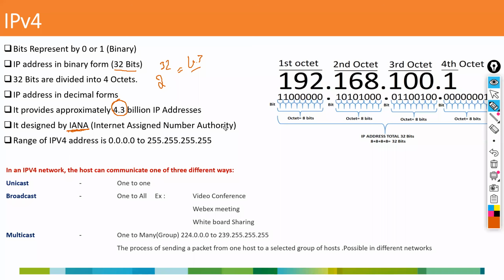IPv4 address. Okay, and there is a range for this IPv4 address. It starts with 0.0.0.0, so all 0s, and finally we have 255.255.255.255. That's it. The range is 0 to 255. There is no 256 here. We have only till 255. This is the range they have provided.